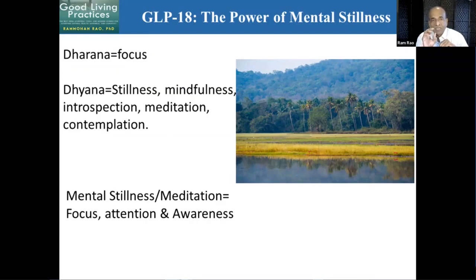Of the 8 limbs, if you look at the 6th and 7th limb, the 6th and 7th anga according to him, the Shad and the Sapta anga of the 8 anga philosophy, it's dharana and dhyana. Those are the 2 ones. Dharana actually means focus, and dhyana means stillness, mindfulness, introspection, meditation, contemplation. We can go on and on about the number of synonyms for it, but everything means the same.